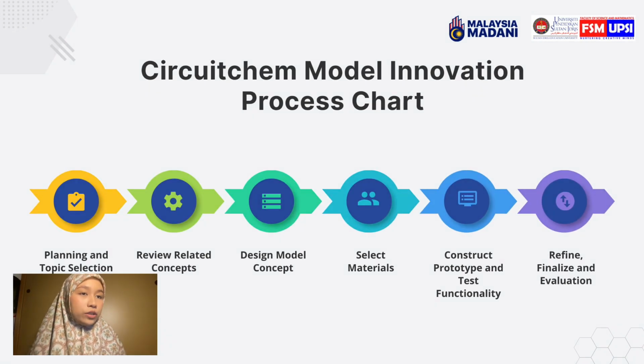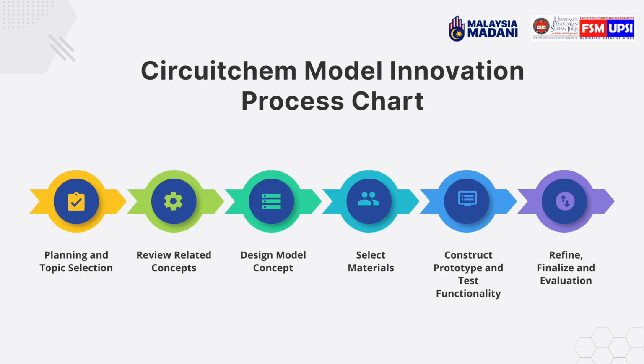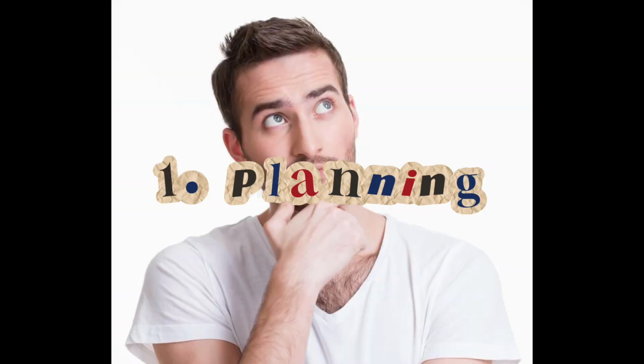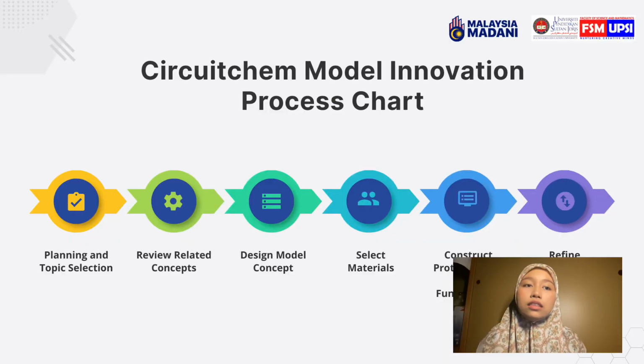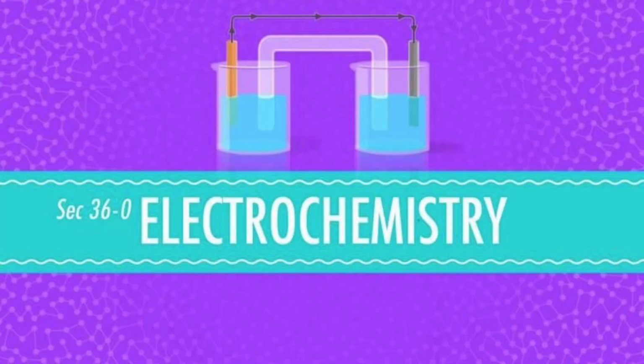For the next slide, I am going to present about the process flow chart of the Circuitchem model innovation. So here are the few steps that I took in order to build this product or Circuitchem model, and I am going to briefly explain each of these. Without further ado, I am going to start with the first step, that is planning and topic selection. So before I start building the product, I wanted to choose a main topic for the innovation, and the focus of this model is related to, of course, electrochemistry.